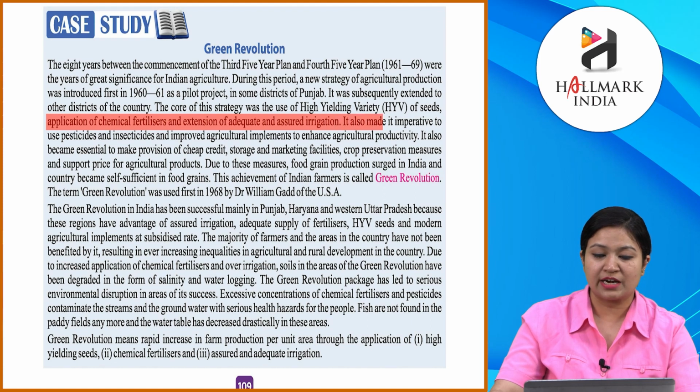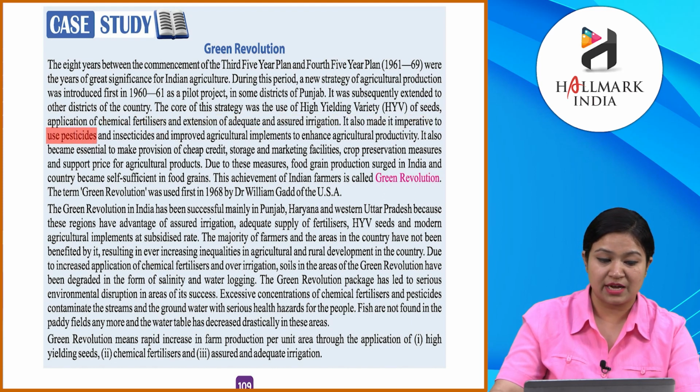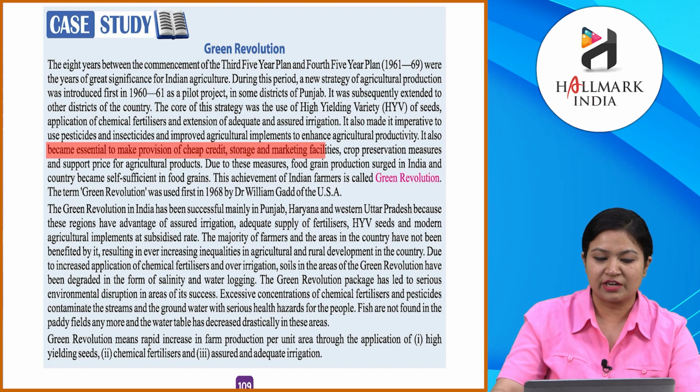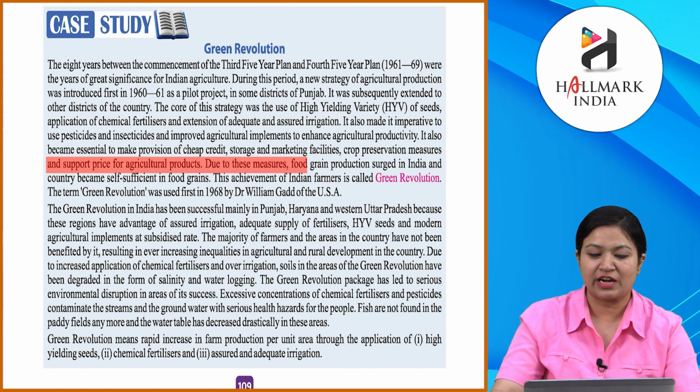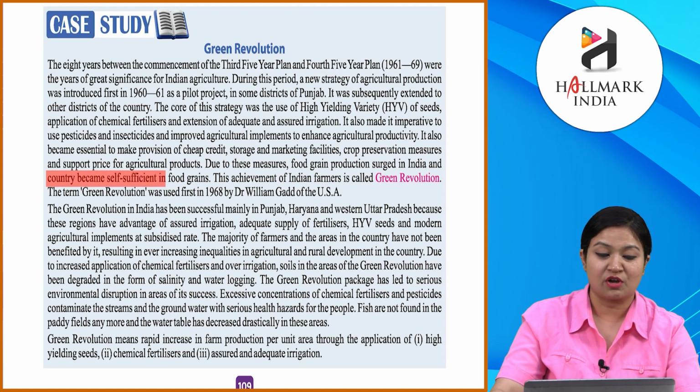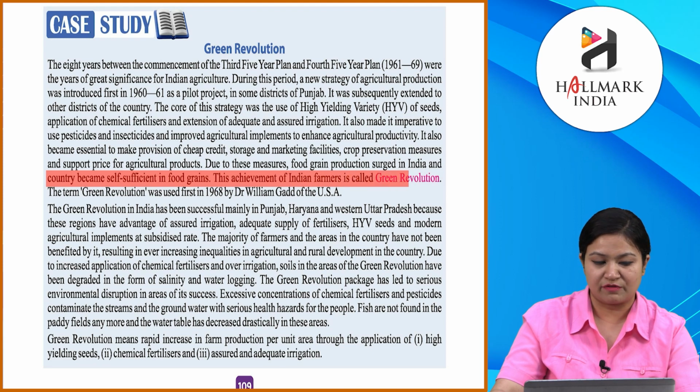It also made it imperative to use pesticide and insecticide and improve agriculture implements to enhance agriculture productivity. It also became essential to make provision of cheap credit, storage and marketing facility, crop preservation measures, and support price for agriculture product. Due to these measures, food grain production surged in India and the country became self-sufficient in food grain. This achievement of Indian farmers is called Green Revolution.